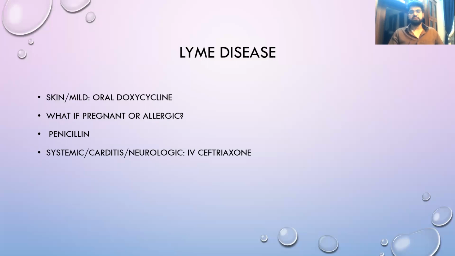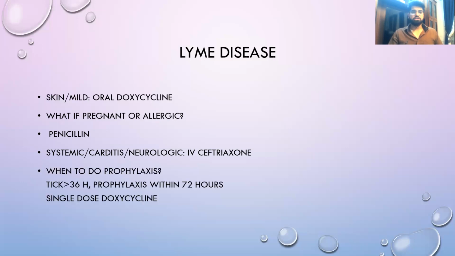Systemic carditis and neurologic involvement of Lyme disease warrants IV ceftriaxone treatment. It is a more severe form of the disease. It is different. It is treated differently. So doxycycline and IV ceftriaxone, two drugs for Lyme disease. Know the indication of each and when to do prophylaxis. Again, an important question that they ask.